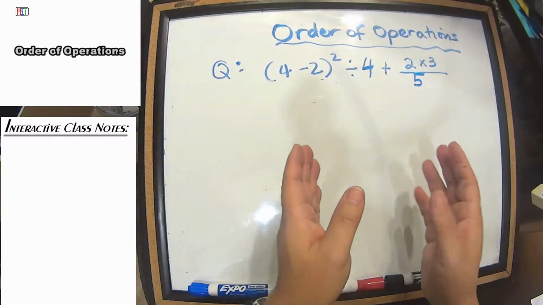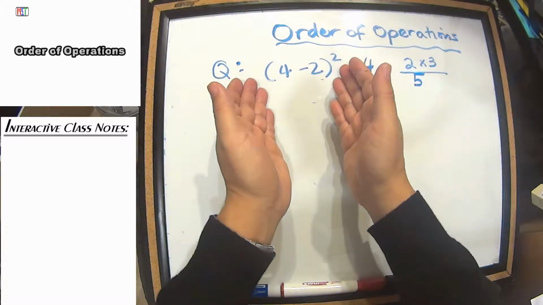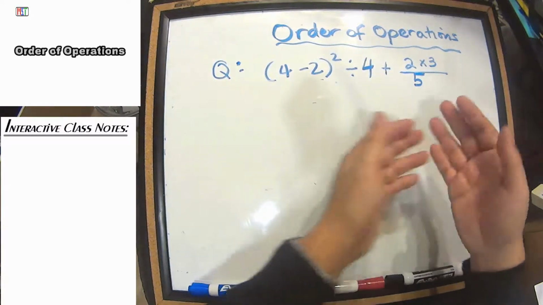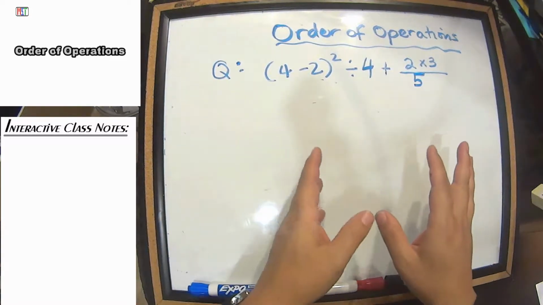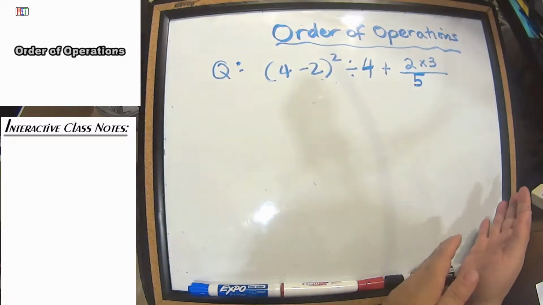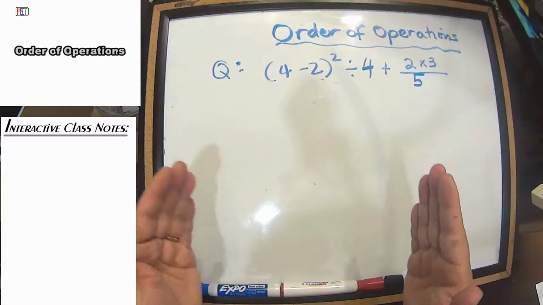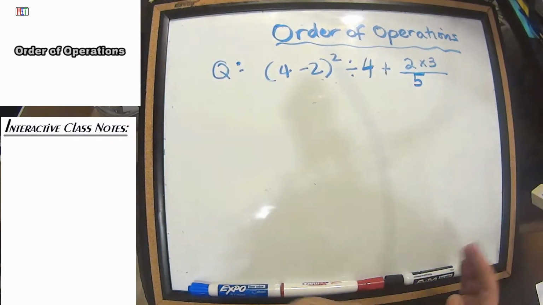And now the question is, which one should we do first? Should we do division first, or squared first, or do inside the bracket first, or add first? So which one should we do first? If everybody does it differently, with different steps, we're going to get a different answer. So we have to have a set of rules that everybody follows exactly the same way, and we'll still get the same answer at the end.